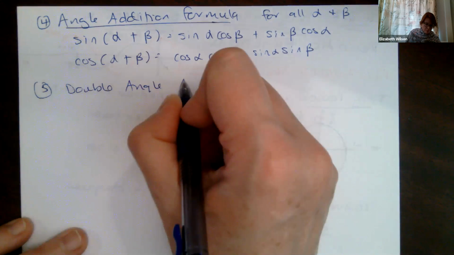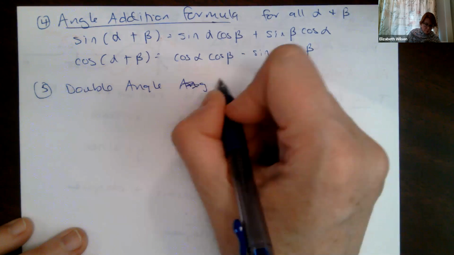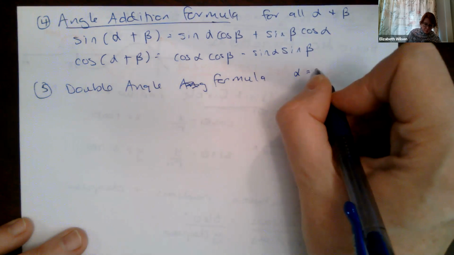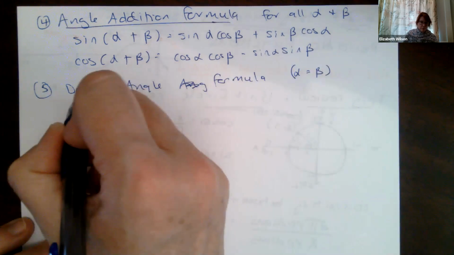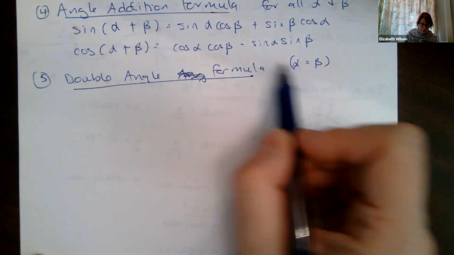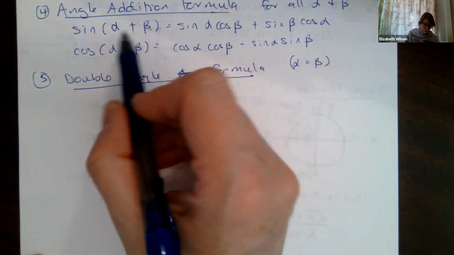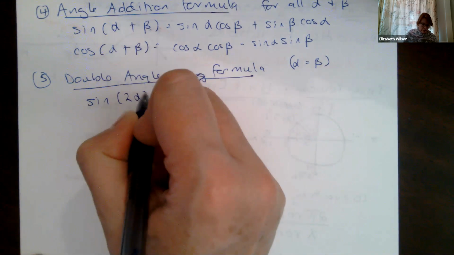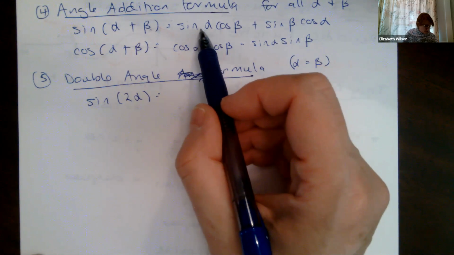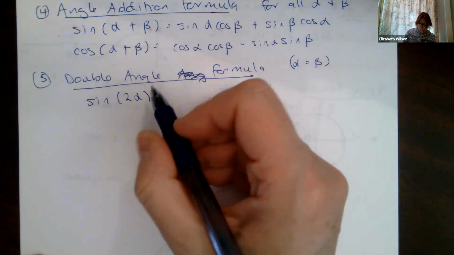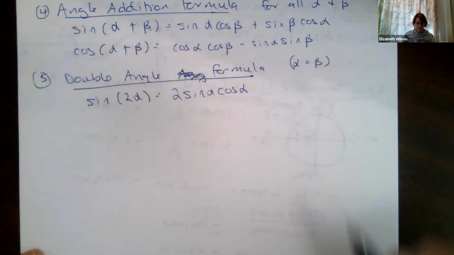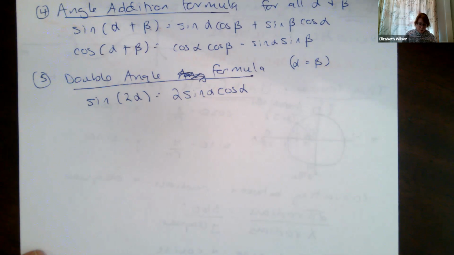Double angle formula. This is when alpha is equal to beta. Basically I'm plugging in alpha for beta, so I get sine of 2 times alpha. You can just imagine, this is going to be equal to 2 sine of alpha cosine of alpha, where alpha and beta are equal to each other.